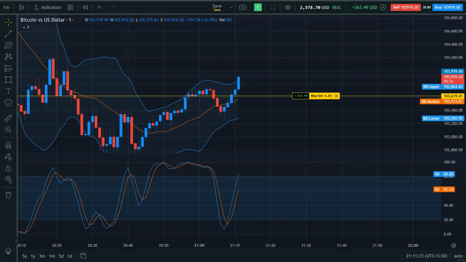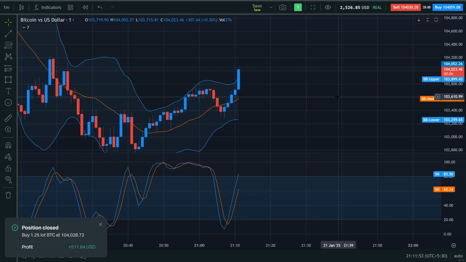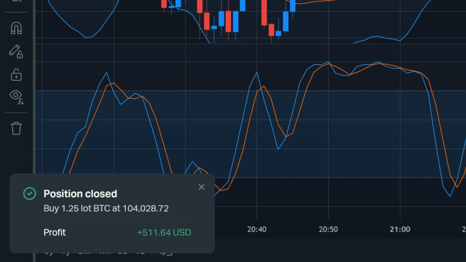All right, now the Stochastic RSI has reached the overbought zone, and as it starts to cross, it's a clear signal that the market is losing some of its bullish momentum. This is the ideal time to close the trade and lock in my gains before any potential reversal erases my profit. I'm closing the trade now and have successfully booked a profit of $511.